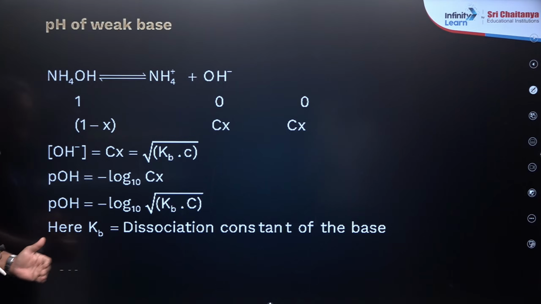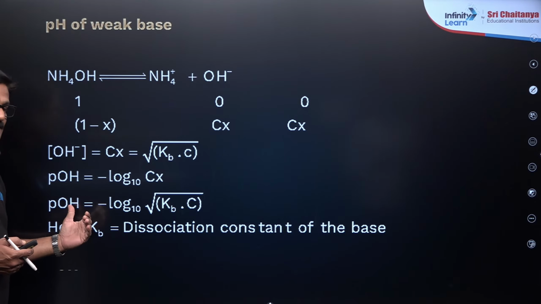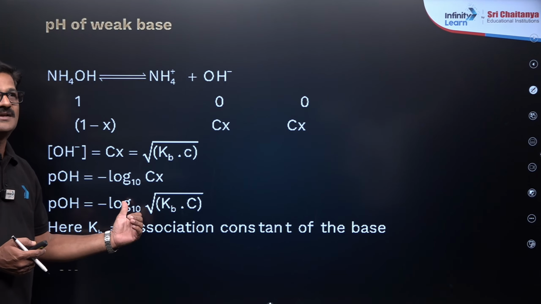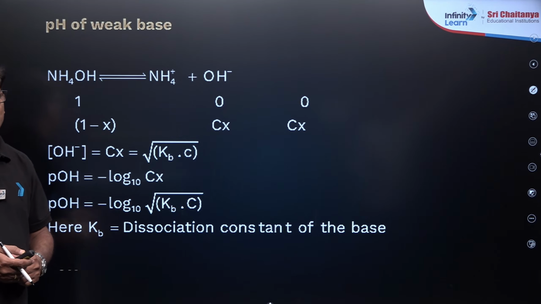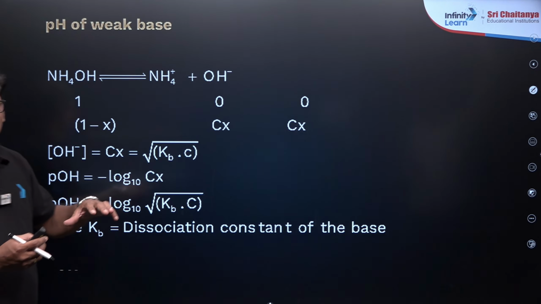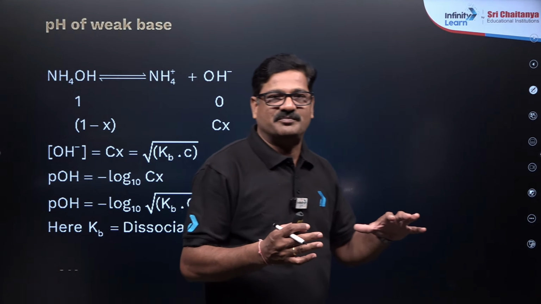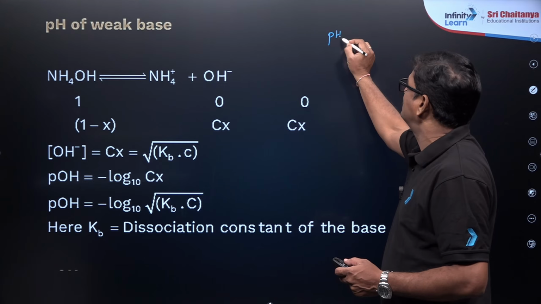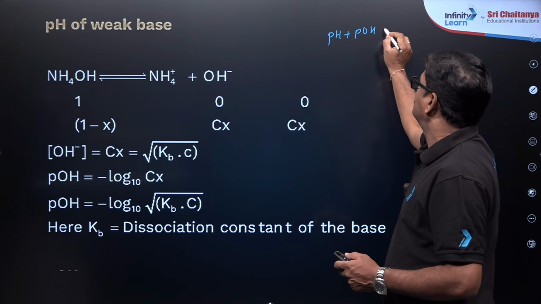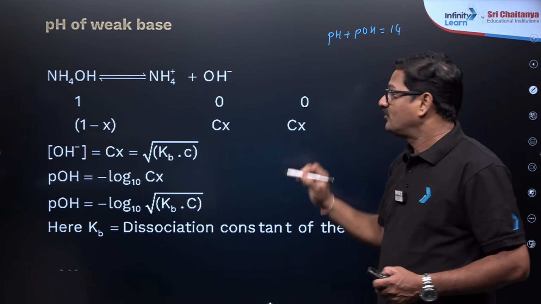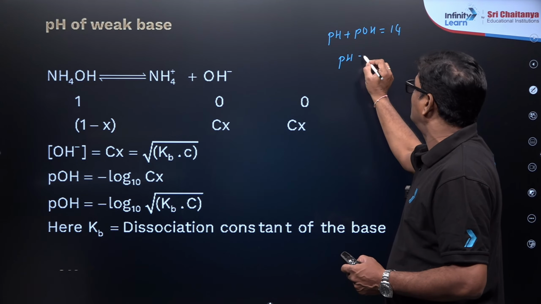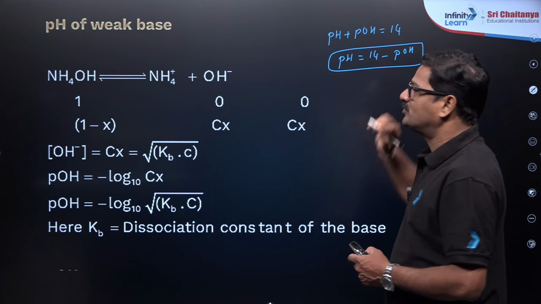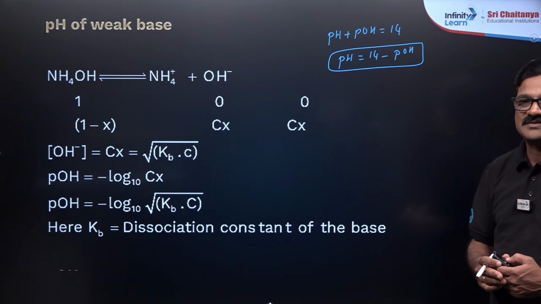From there you can say pOH is equal to negative logarithm to the base 10 of the OH minus concentration, which is root Kb dot C. And also you can see that pH and pOH add up to 14. This is a fundamental thing: pH plus pOH is equal to 14, and you can calculate pH also, with pOH, as 14 minus pOH. This is very important.